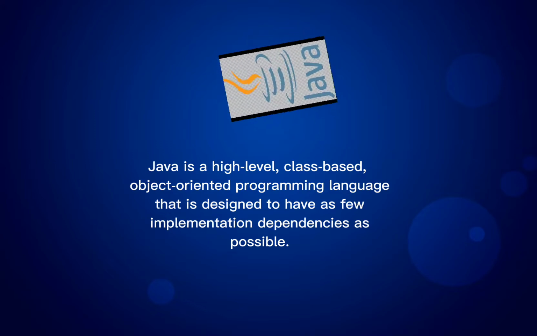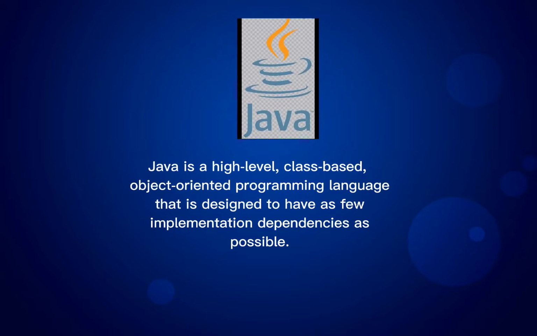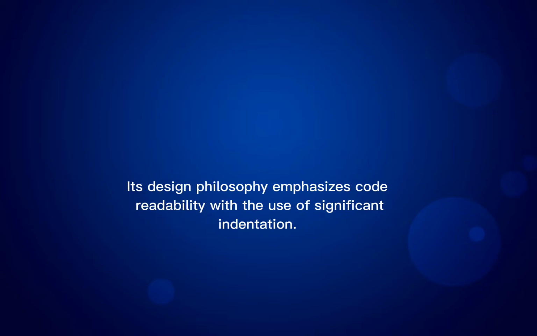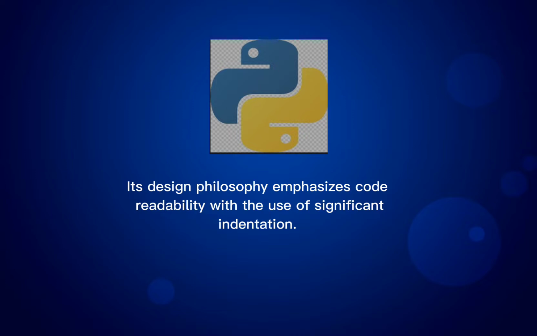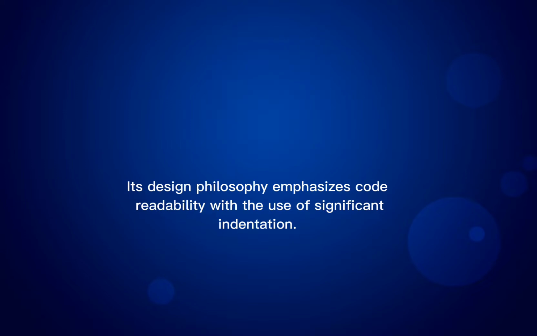So, Java is a high-level, class-based, object-oriented programming language that is designed to have as few implementation dependencies as possible. So, Python, its design philosophy emphasizes code readability with the use of significant indentation. So, ang Python ngayon ay isa sa pinakasikat na programming language na ginagamit ng mga programmer. So, ang Python language ay ang isa sa pinaka-easiest language to understand. So, meron na ring Python 3L para sa mga mobile devices o sa mga Android user.